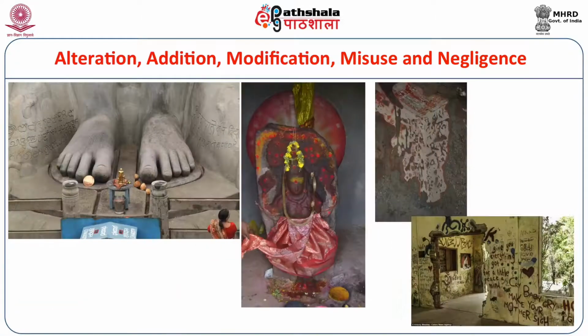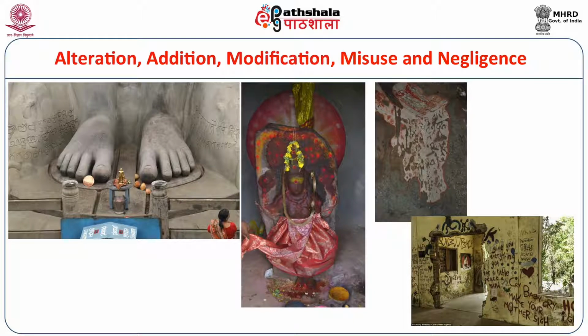These are some of the pictures where we can see oil being put and then smeared with turmeric or other materials. It also creates problems for the structures as well as the sculptures. Here we can see the face of the Komatishvara statue at Saranapalgola. It has become brittle, almost peeled out, because of the oils and other smearing materials that have been put over it.